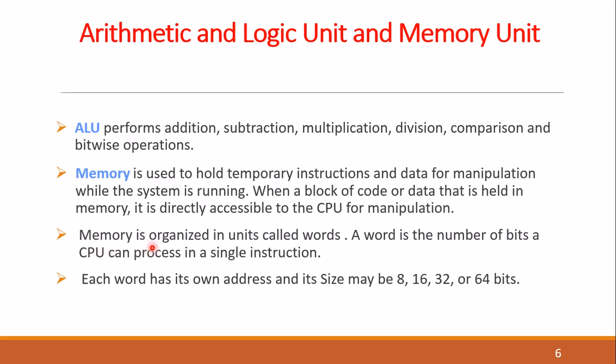So this memory, the RAM, is organized into units that we call words. A word is composed of 2 bytes. Suppose a 32-bit word means it is composed of 4 bytes, and 8 bytes means 64 bits, because each byte is composed of 8 bits. So the memory unit is divided into units called words. A word is the number of bits that a CPU can process in a single instruction.